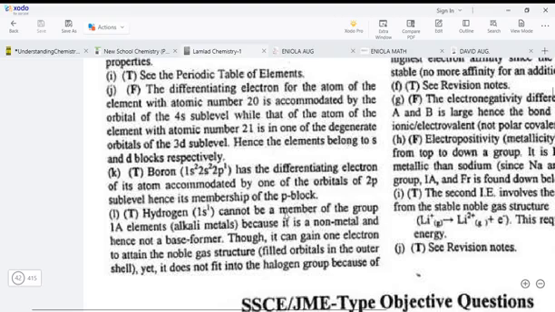Hydrogen 1s1 cannot be a member of the group 1A elements, so we can't actually say it belongs to group 1. We only put it there because it also has a valency of 1, just as other alkali metals. Because it is a non-metal, while those elements in group 1 are actually metals, and hence not a base former. It doesn't form base, so it cannot be an alkali metal, though it can gain 1 electron to attain the noble gas structure, filled orbitals in the outer shell. Yet it does not fit into the halogen group.